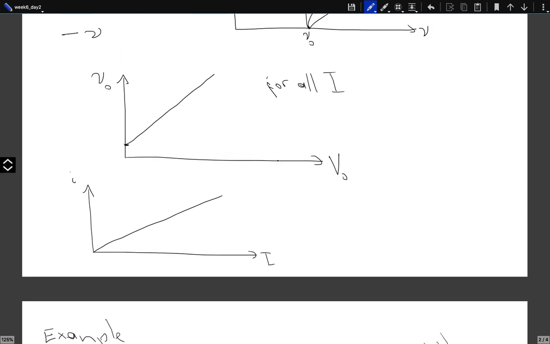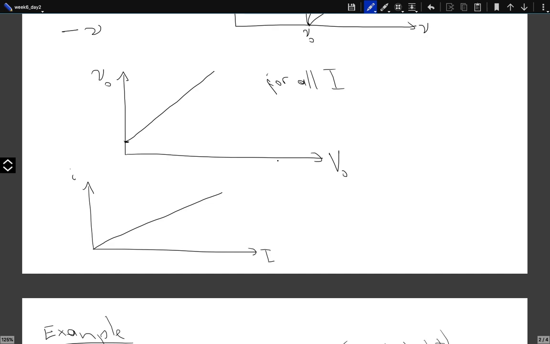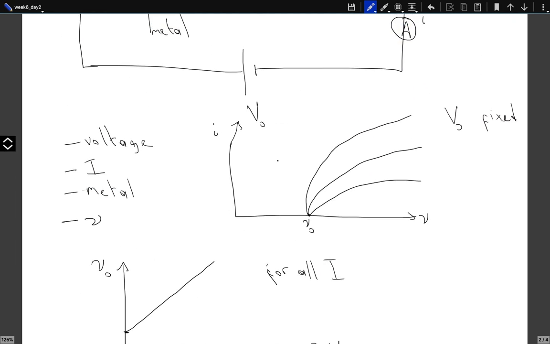So this linearity we can explain. And this is just the fact that the current is proportional to the number of photoelectrons, which itself is proportional to the number of photons. So basically all these observations can be explained by this photonic nature of light. Question?